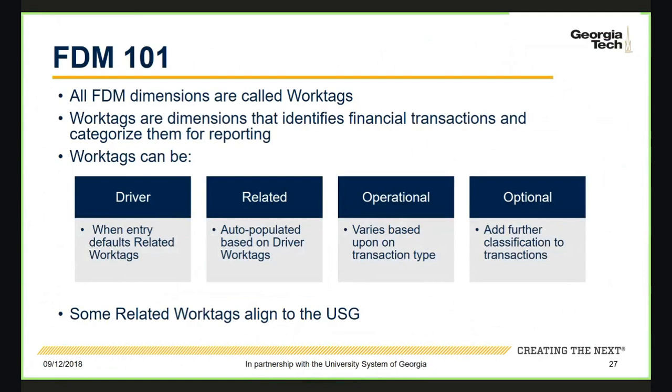Related work tags are associated with driver work tags and auto-populate on transactions. Some of the related work tags that we are creating will align to the USG Chart of Account structure, ensuring compliance with the USG mandate that I mentioned earlier. Operational work tags will vary depending on the transaction. For example, when an expense report for travel reimbursement is created, an expense item is needed. When office supplies are purchased, a spend category is used. If further classification of a transaction is needed, optional work tags can be used.